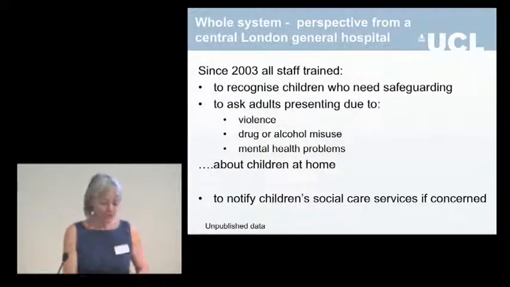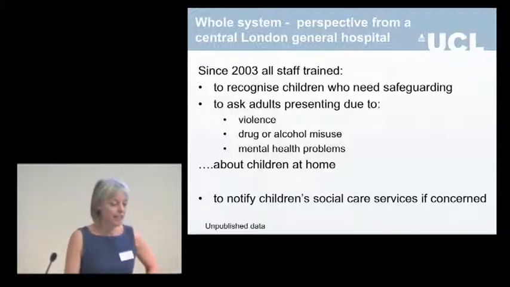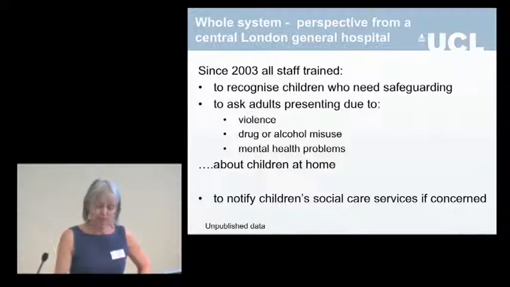So I'm going to give you two case examples here. One is a whole system look at Central London General Hospital. Since 2003, instigated by a very visionary hospital social worker, she trained all staff to recognise children who need safeguarding, but also to ask the adults presenting due to violence, drug or alcohol misuse, or mental health problems, whether they had children at home. And if there were concerns about the children, to notify social services.